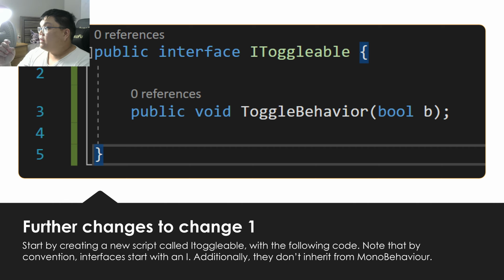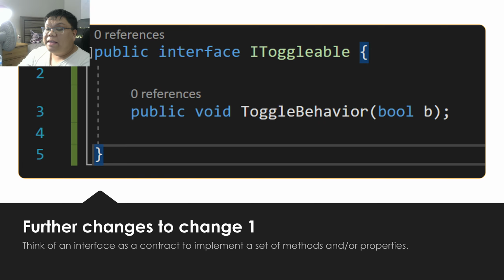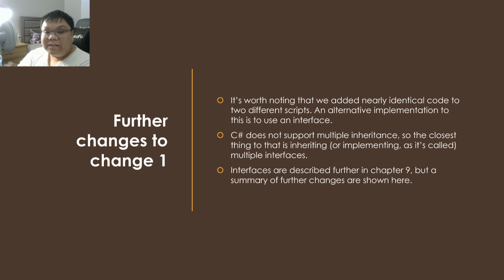So, what even is an interface? Well, think of an interface as a contract that says any classes that implement this interface must include any properties or methods specified in the interface. There's only one method in here, and that is just toggle behavior. So if you want to use an interface for this change, and we do talk about interfaces in a later chapter, chapter 9.